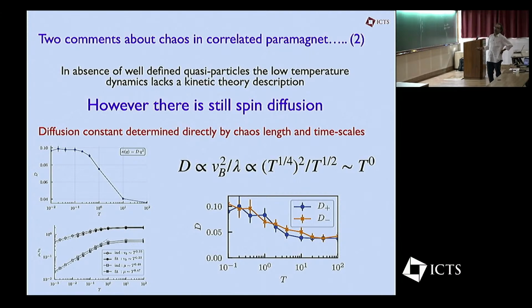But if you actually calculate this numerically, the two quantities, the butterfly speed, lambda, and that's d minus in this case, and then the actual spin diffusion constant from the 2-point correlator, they seem to be agreeing quite well. And so it looks like that in absence of these quasiparticles, in the sense that I mentioned, the diffusion constants are directly governed by the chaos time scales and length scales.